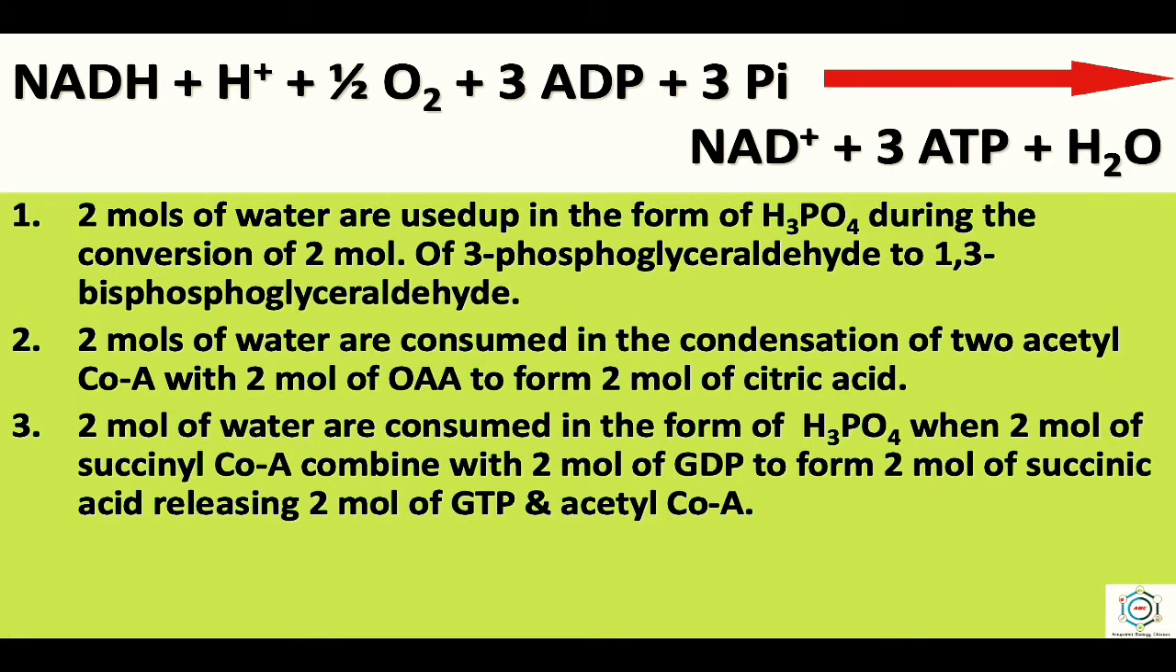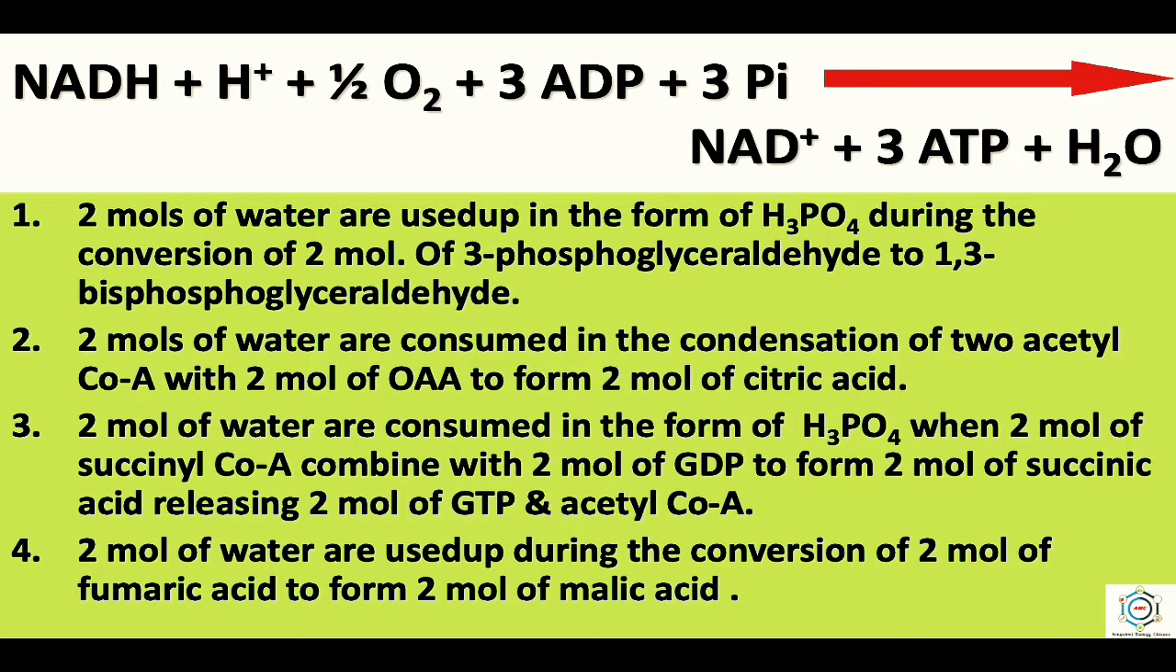2 molecules of H2O are consumed in the form of H3PO4 when 2 molecules of succinyl coenzyme A combine with 2 molecules of GDP to form 2 molecules of succinic acid, releasing 2 molecules of GTP and coenzyme A. 2 molecules of water are used up during the conversion of 2 molecules of fumaric acid to form 2 molecules of malic acid. Thus, 8 molecules of H2O are consumed and 14 molecules are released during the oxidative breakdown of a single glucose molecule.